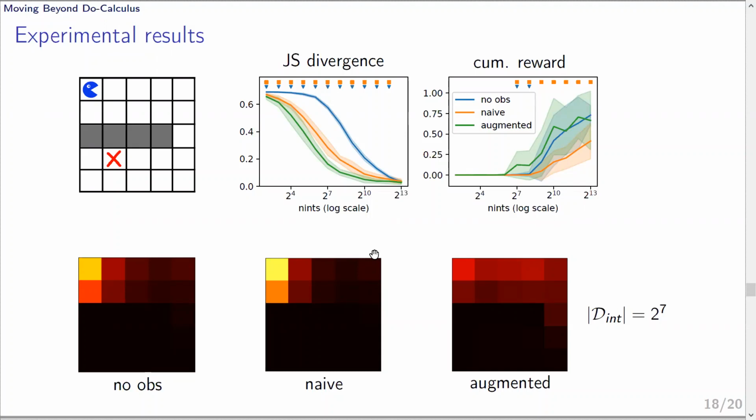And you can see that in runs of the agent, this is when you collected 128 samples. If you don't use observational data, at this point you don't even learn to cross the wall. With the naive method, you use the observational data, but it's confounded. You also don't learn how to cross the wall. And you see that with our method, it efficiently uses the data and it starts learning something interesting at 128 samples. So it's like 2 orders of magnitude before the method that's not using observational data. So it's actually working.